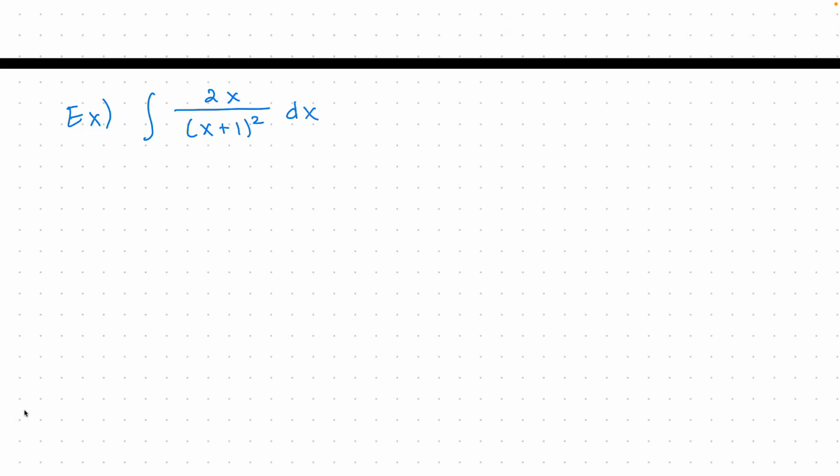All right, the integral of 2x over (x plus 1) squared dx. Hey, it's like Dexter, dx. I actually love the name Dexter.